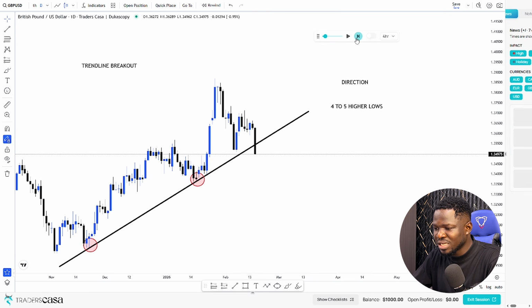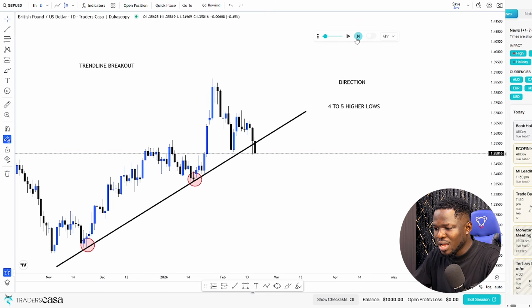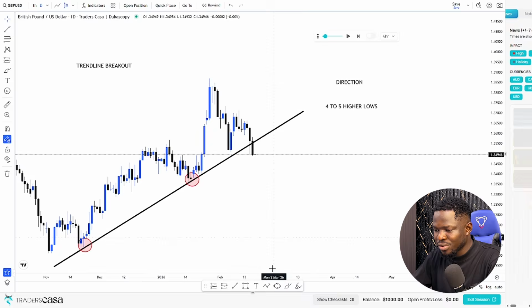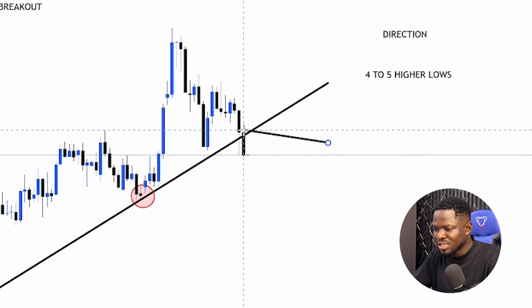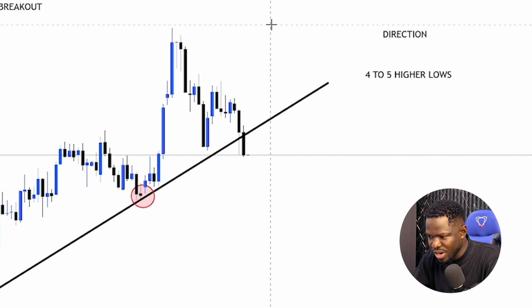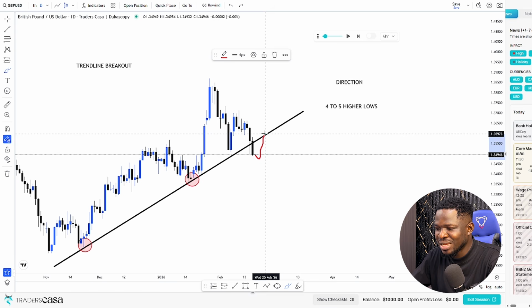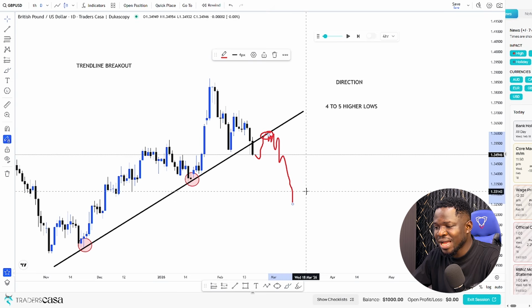Let's keep on playing the candlestick. Now we finally have a break to the downside. This is a candlestick that invalidates this uptrend to the downside. That is the second criteria. The last step is to wait for price to retest this trend line. Then you scale down to the 1 hour time frame and take a sell opportunity to the downside.